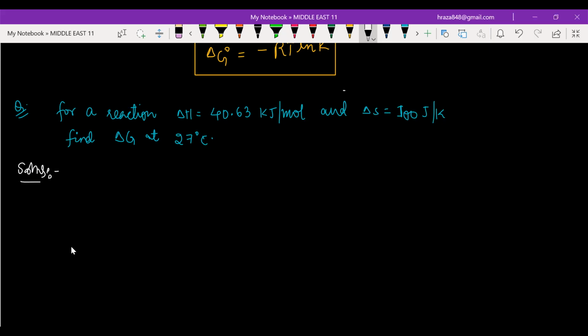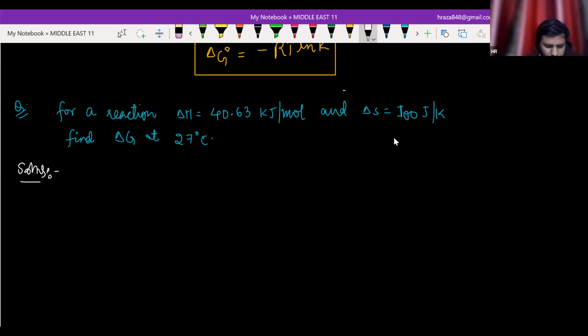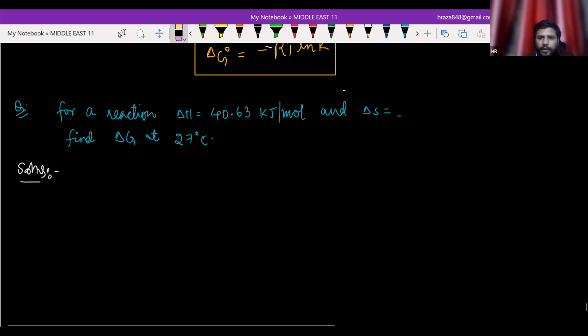So delta S is 100. Delta H is? Sir, delta S entropy is? 100 joule per Kelvin. Let me correct it. It's 100 joule per Kelvin. Any answer? Krishna, Saif, Arsalan, Fawaz, Ifra?